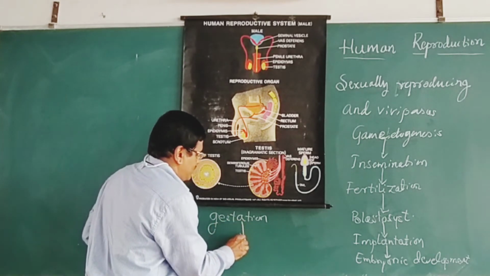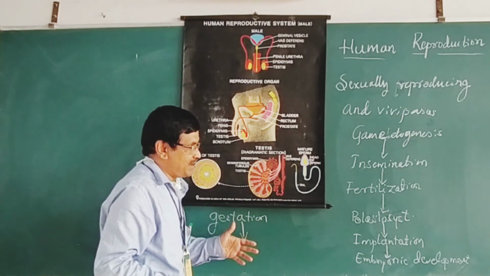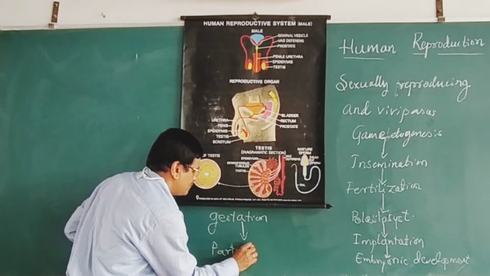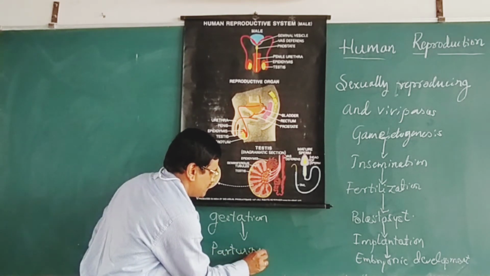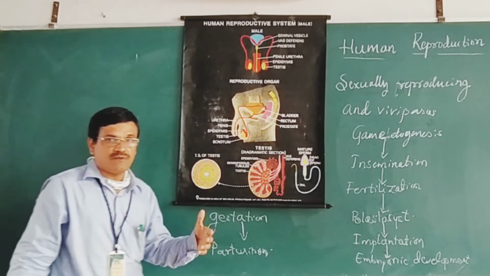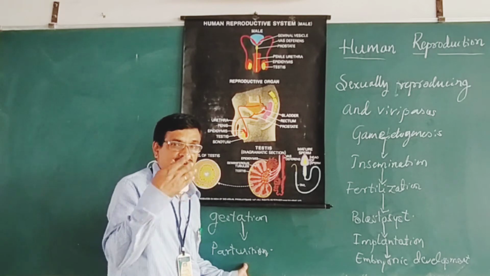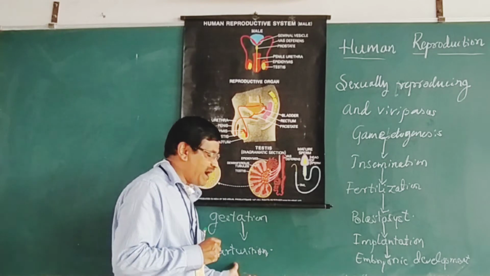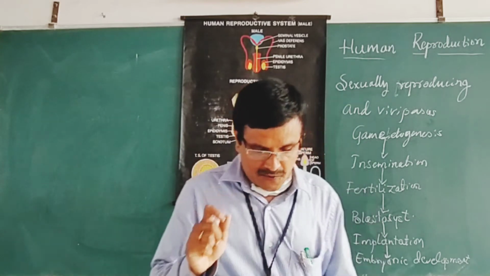After the completion of the gestation period, another event occurs. That is the last event of the reproductive cycle, parturition, the delivery of the baby. Expulsion of the fetus from the womb of the mother is known as parturition. So parturition is the last event in the reproductive cycle.